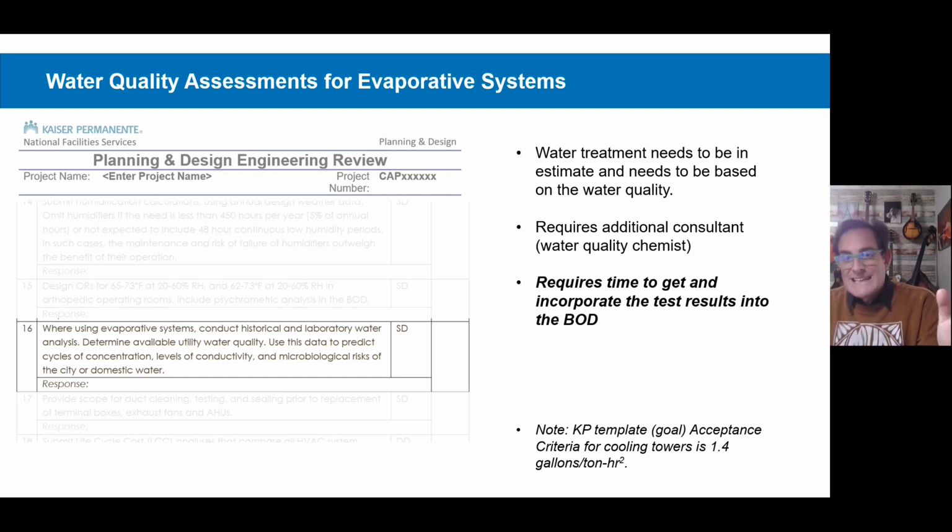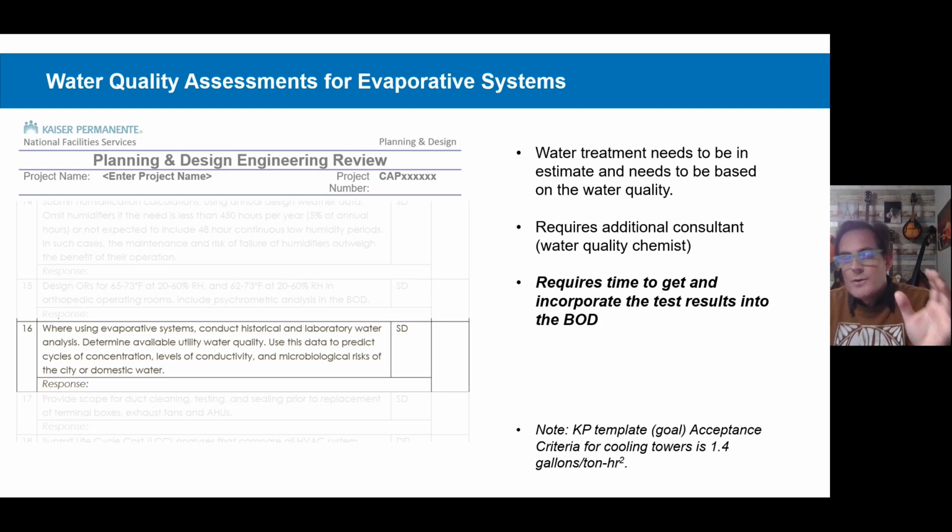Existing buildings, this should be pretty easy. The source of the water is right there. For a new building, you have to find some sources nearby. You can get some information from the utility and then some sources nearby. If you're an HVAC design firm, you probably don't have a chemist on staff, so this typically requires an additional contract and some additional time.